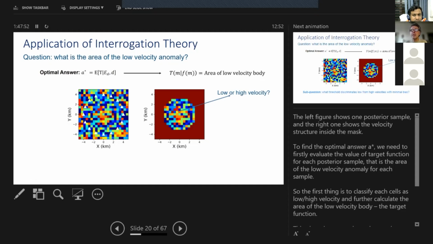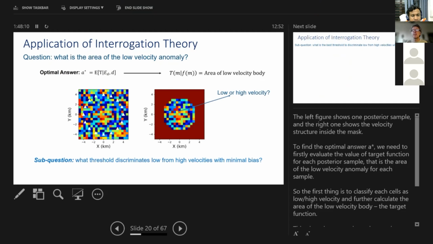And for that, we need to answer the question, what threshold are we going to use? Of course, we can completely bias the answer of the area of the low velocity anomaly just by changing that threshold. So we need some way to define this in an unbiased manner. So we now have a sub-problem. What threshold should we use to discriminate low from high velocities with minimal bias? So now let's answer that question.